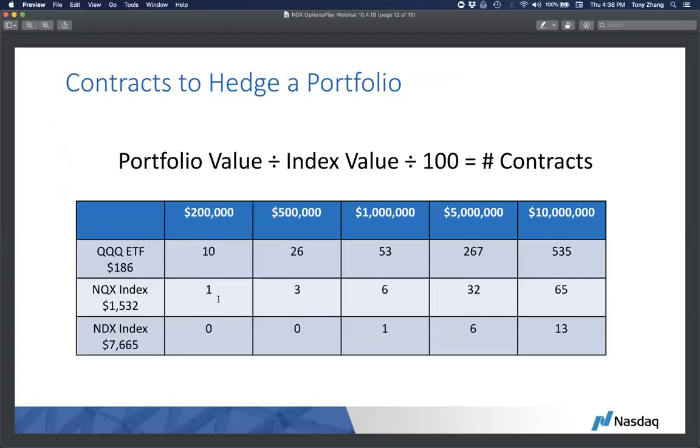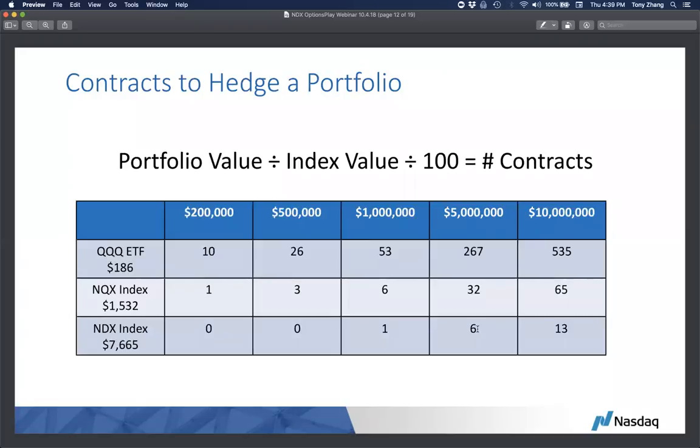So this is really where it gets into transaction costs and slippage. You want to buy the smaller amount of contracts because then you have to pay fewer or smaller commissions. As your portfolio grows, you're going to need more and more contracts. As you can see, at $200,000 and $500,000, you want to probably use anywhere from 1 to 3 NQX contracts. And as you get into the $1 million range, as you're protecting a $1 million portfolio, that's when you want to consider starting to use the NDX value, because at a $5 million portfolio, you would have to use 32 contracts of NQX versus only 6 contracts of NDX.